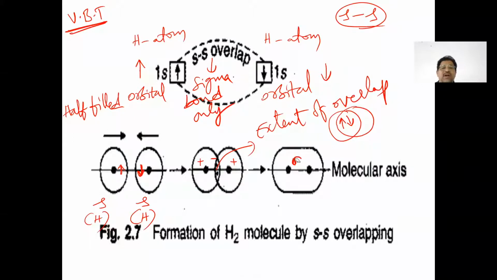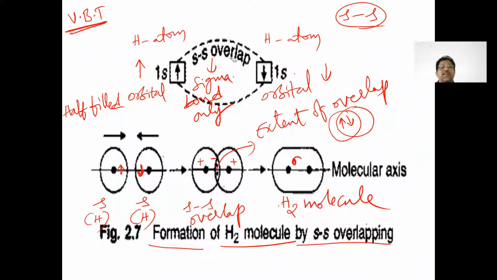So a sigma bond is formed between the two nuclei. Then what is formed? The H2 molecule. From two hydrogen atoms, we have got the H2 molecule by s-s overlap. So this is an example of formation of the H2 molecule by which overlapping? s-s overlapping. Is the concept clear?